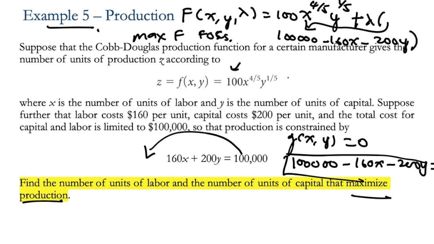FOCs. Can you do it? Alright, so you need to find how many x, how many y. In this case, x is the number of labor, y here is how much capital investment that you need to combine in the production process so that you can produce goods here with limited cost, which is 100,000. Okay, all right. So I hope you can find the answer.